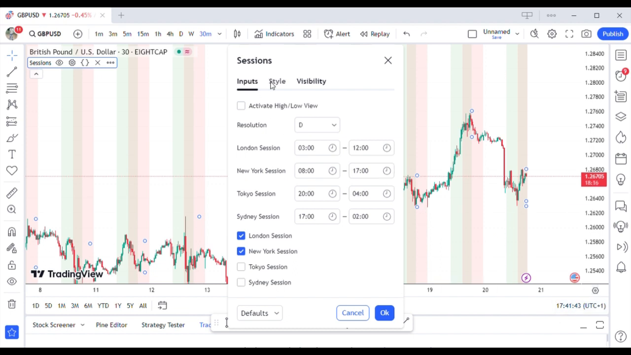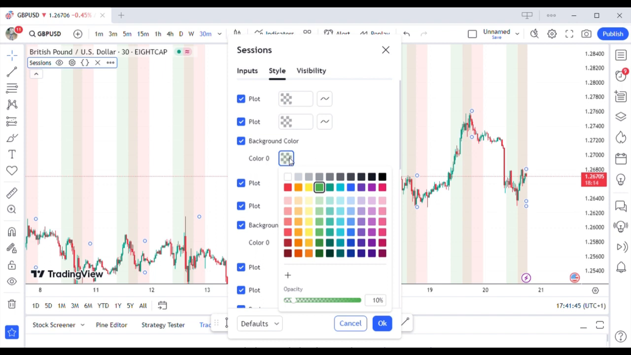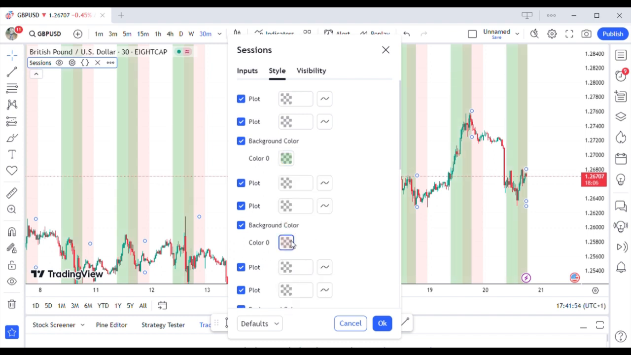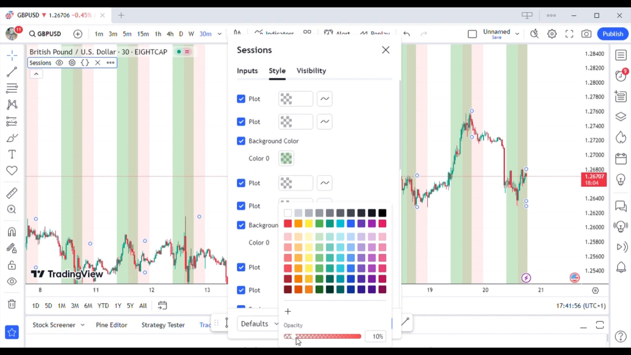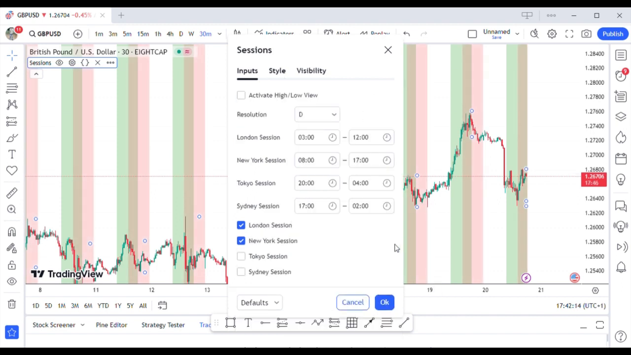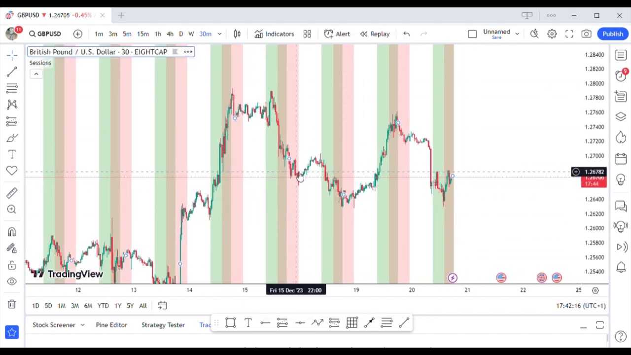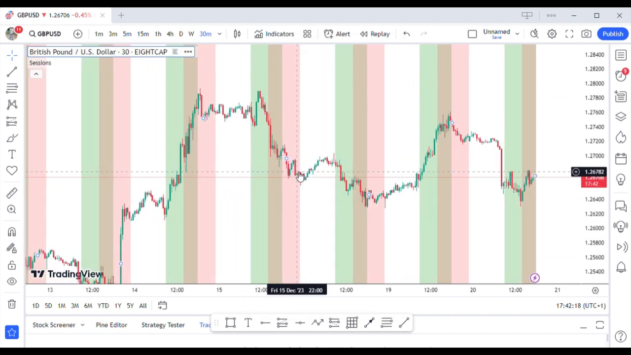You can go to your style and do some editing, maybe if you want to change or alter the color. This one is the London session, so I'm increasing the opacity of the London session color. Then for the New York session, you can also increase it. I think it's okay like this, and click OK. So right now you can see every part that doesn't have a color is the Asia session.